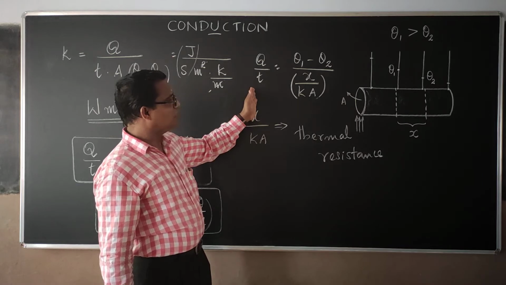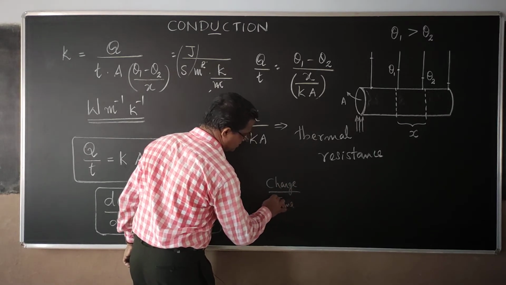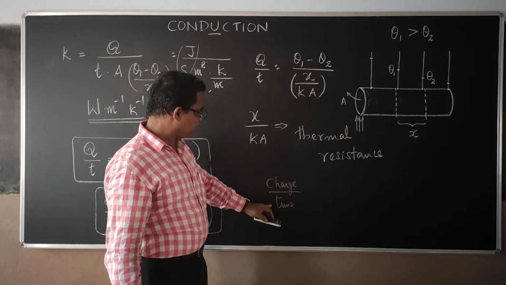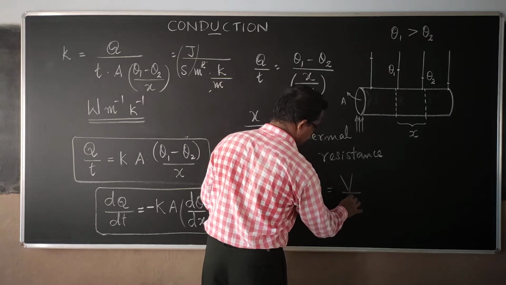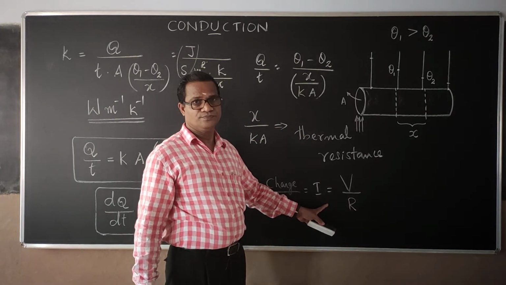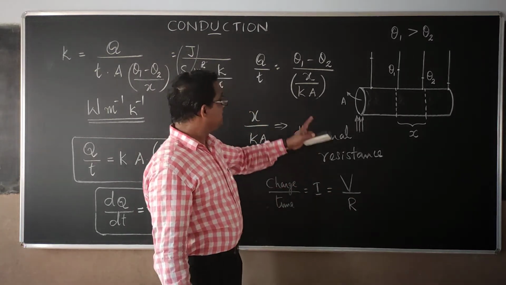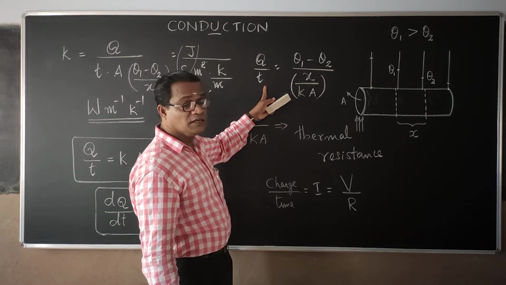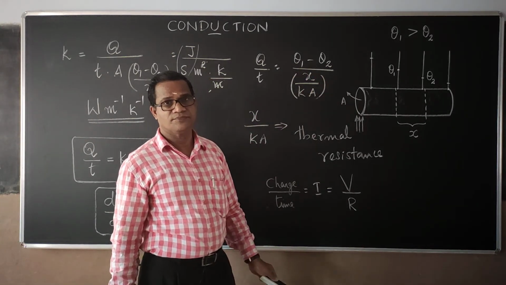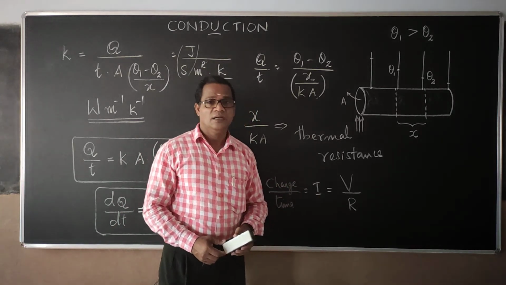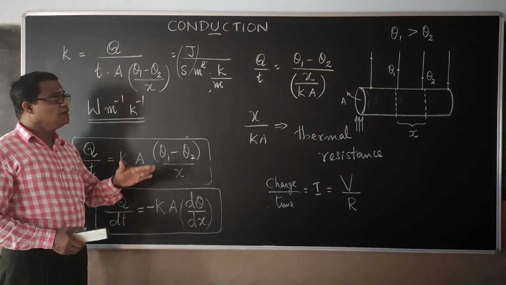You can compare this with current, that is charge divided by time. Charge divided by time, that is electric current I, which is equal to potential difference divided by resistance. This is according to Ohm's law. So electric current is equal to potential difference by resistance. This is electrical resistance. Then here I can compare the same, that rate of flow of heat, we call it heat current, is due to temperature difference divided by thermal resistance. Okay, so these are the basic points relating to conduction, and this equation can be written only when the steady state is reached.